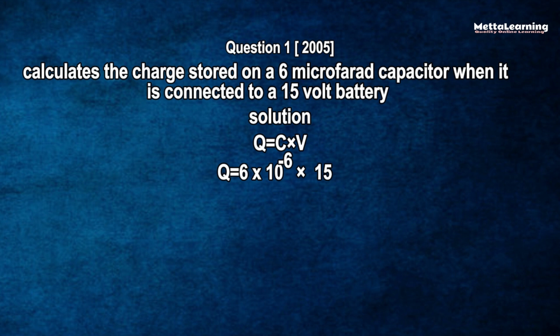So we can convert our 6 microfarads to 6 times 10 raised to the power minus 6 farads. By plugging this into our formula, we have quantity of charge equals 6 times 10 raised to the power minus 6 times 15 volts. By multiplying these together, we then have 90 times 10 raised to the power minus 6 coulombs. So we have 90 microcoulombs.